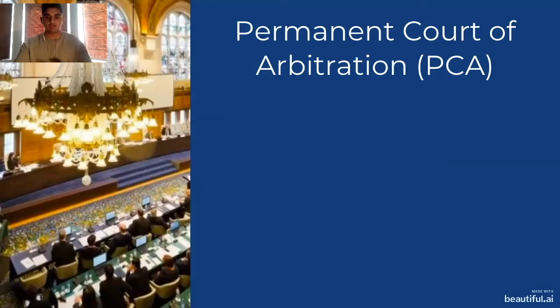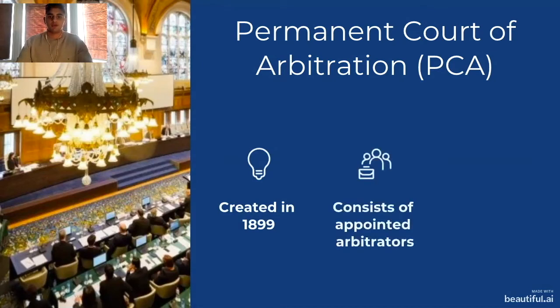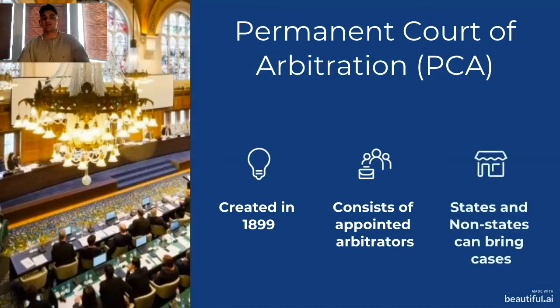But this is located in the Peace Palace again in the Hague. It was created in 1899. And it consists of appointed arbitrators from each of the parties. So often, let's say Germany, it will appoint a preset list of arbitrators that if it were to ever come into court action, it knows who is going to decide those cases. And it's not just states that can bring cases here, it's non-states. So for example, companies and businesses, international organizations like environmental organizations, so they can bring cases to the PCA as well.